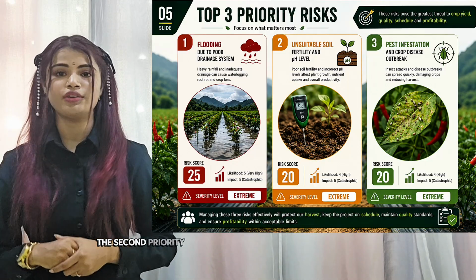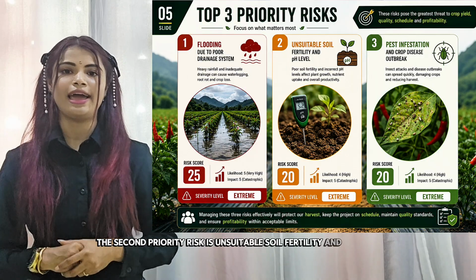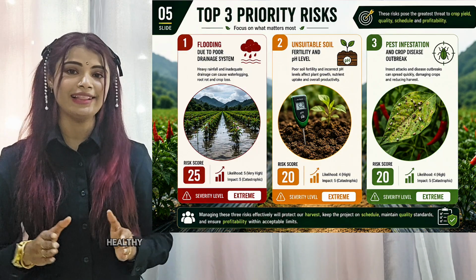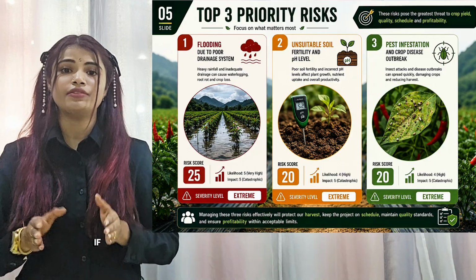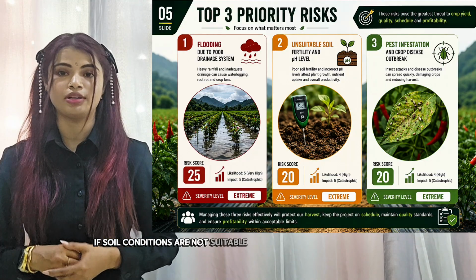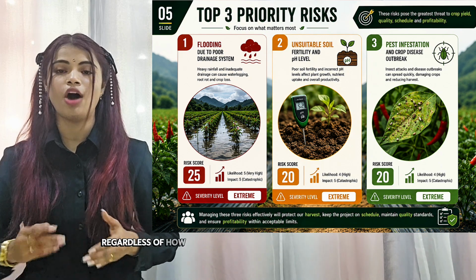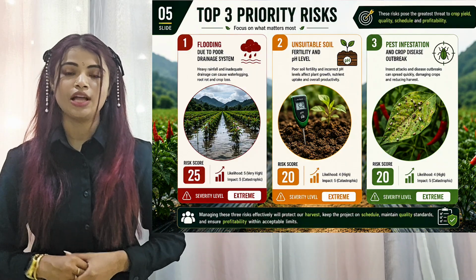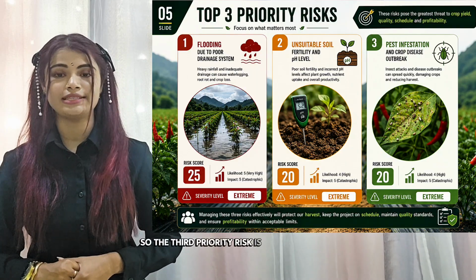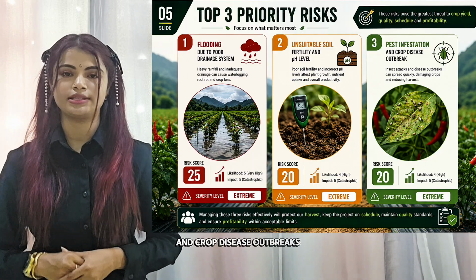The second priority risk is unsuitable soil fertility and pH level. Healthy soil is the foundation of a successful cultivation. If soil conditions are not suitable, crop growth will be affected regardless of how much effort is invested in the other areas. The third priority risk is pest infestation and crop disease outbreaks.